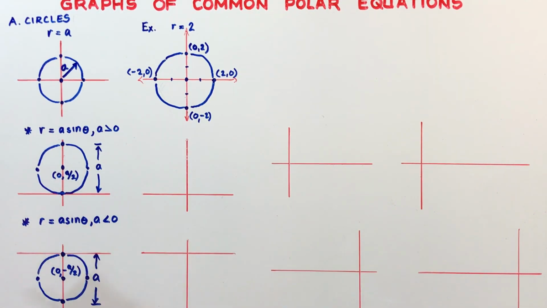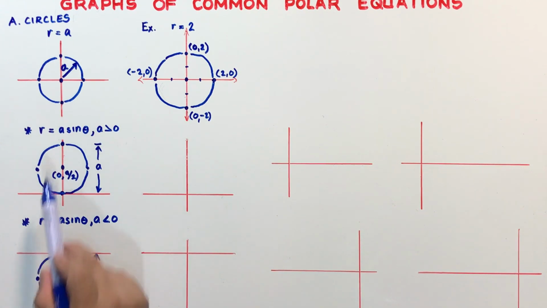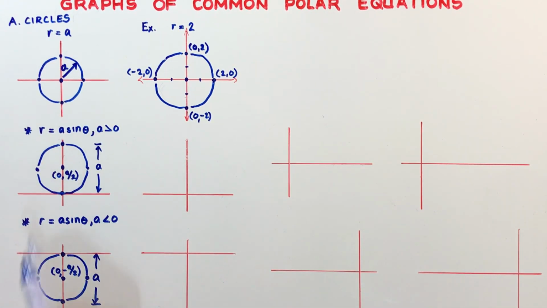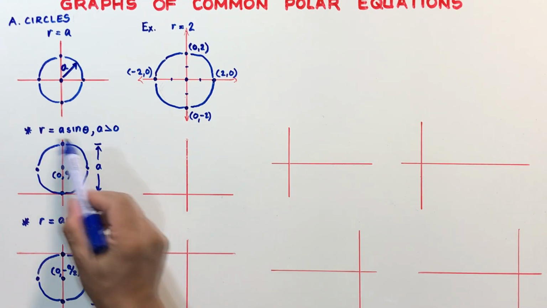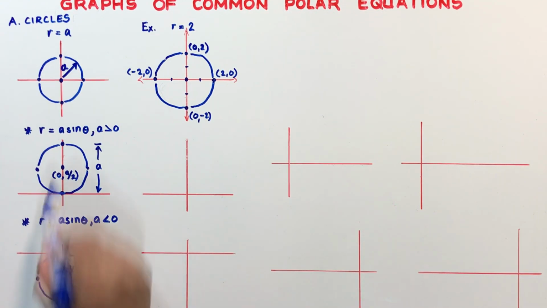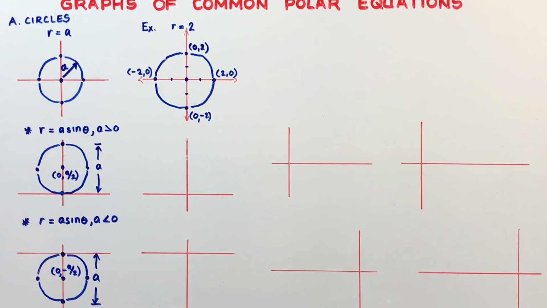So you see the difference between the two. The equations are almost the same. The only difference is the sign of a. When a is positive, the circle is above the x-axis, and when a is negative, it is below the x-axis. But for both of them, the centers are along the y-axis.